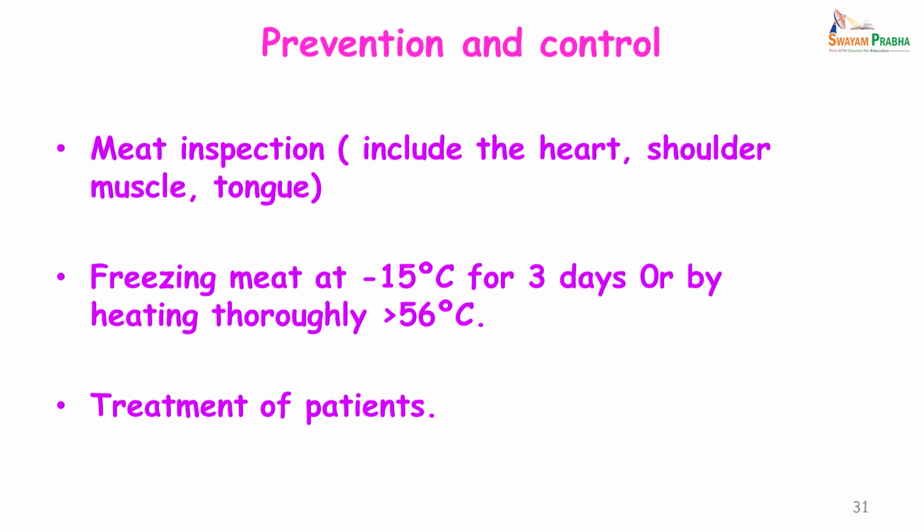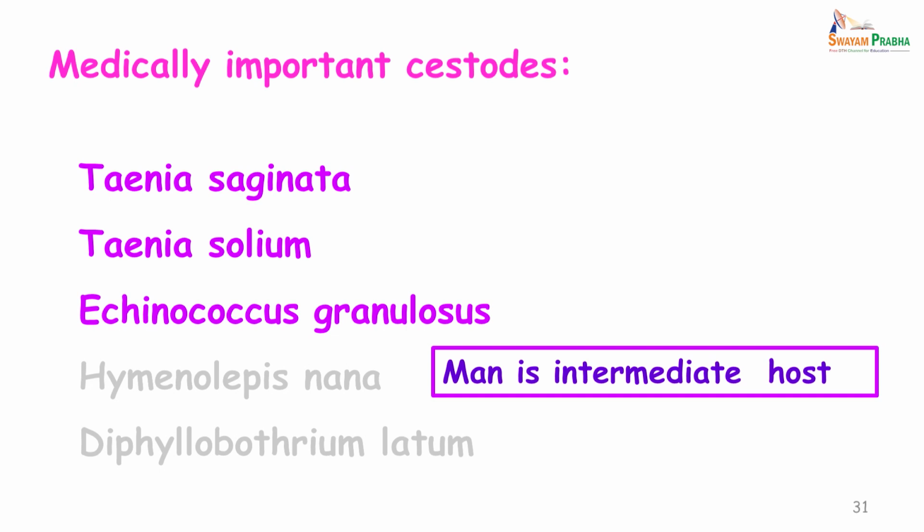And treatment of patients and preventing open defecation. These are the things which will help you prevent and control an infection due to Taenia saginata and Taenia solium. So, now that we have finished studying Taenia saginata and solium, we now move on to Echinococcus granulosus, in which man is the intermediate host.